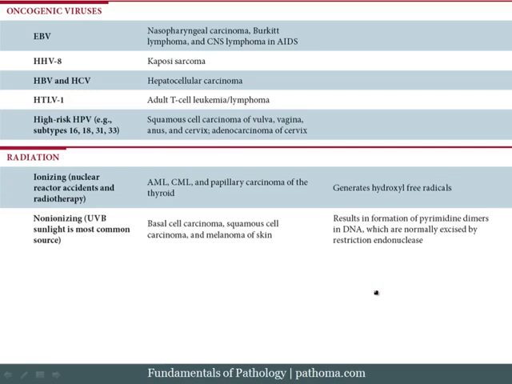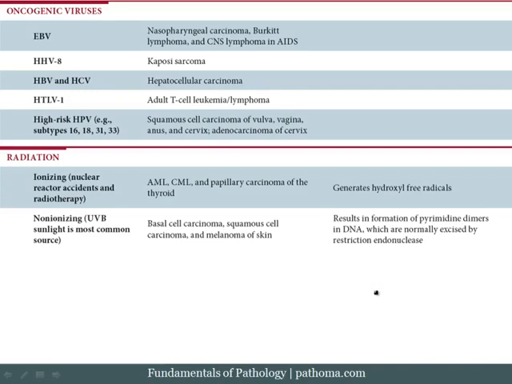Another important relationship is hepatocellular carcinoma with hepatitis B virus and hepatitis C virus. Hepatitis B virus is a DNA virus, and hepatitis C virus is an RNA virus, but that's a little bit of microbiology. Human T-cell leukemia virus 1, HTLV1, is associated with adult T-cell leukemia lymphoma. We'll talk about that in more detail when we do your white blood cell lectures, but that's an important association.